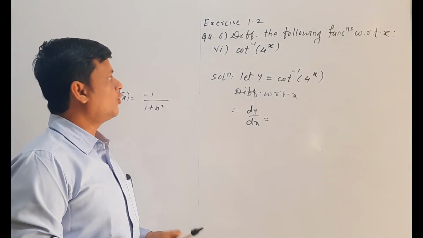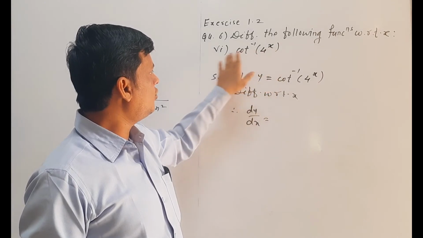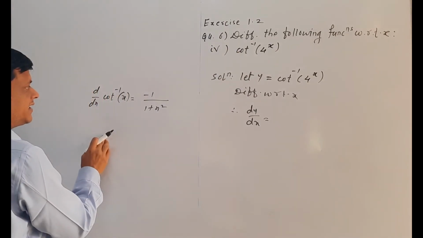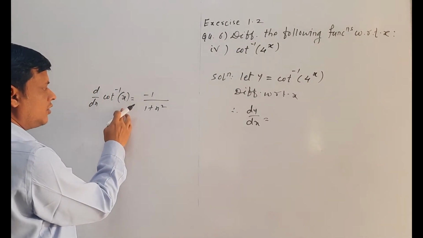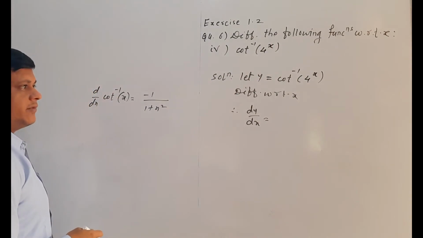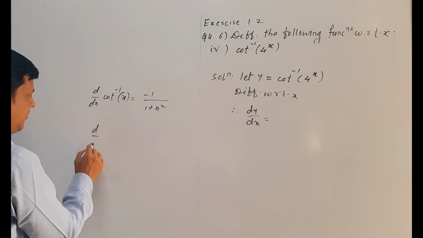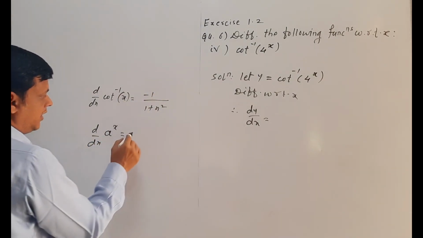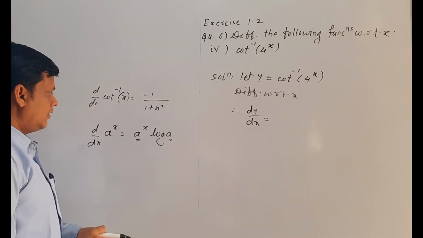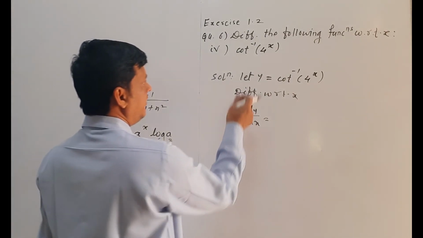Now see sub question 4, cot inverse of 4 raised to the power x. Now this question is similar to the previous question. In the previous example, we wrote one formula, derivative of cot inverse of x is equal to minus 1 upon 1 plus x square, and instead of 4 raised to the power x, there is the value x cube, that is x raised to the power n formula we use. Here we have to use d by dx of a raised to the power x. Derivative of a raised to the power x is a raised to the power x into log a. Here in our example, the value instead of a is 4. So we find derivative of this given function.